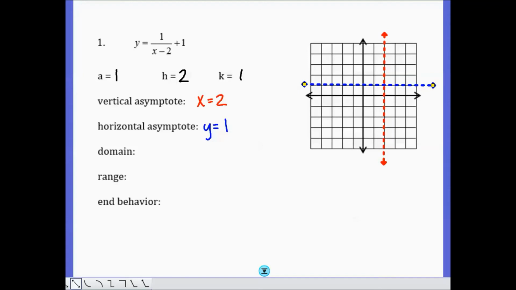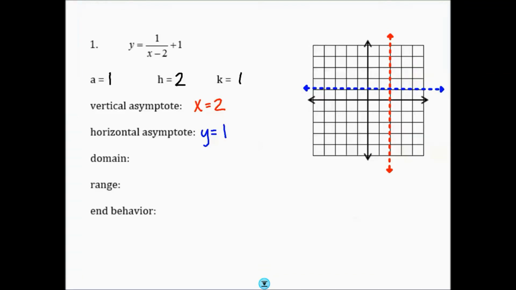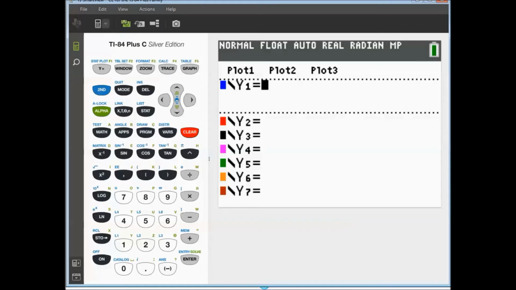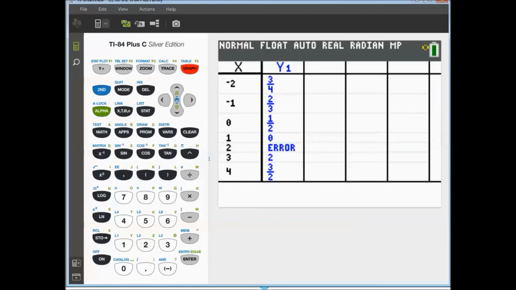Then to graph the points, I'm just going to go to the calculator. Now if I type in my equation, alpha y equals, enter, 1 divided by x minus 2 plus 1, and then I go to the table, which is second graph. I want to find a couple points that are easy to graph. So for example, (1, 0) is an easy point to graph. So is (3, 2). So let me graph those.